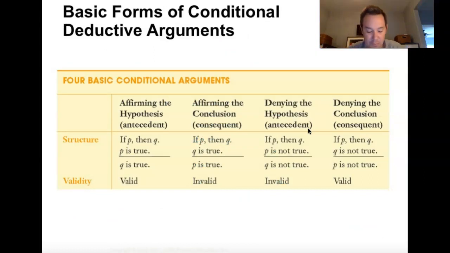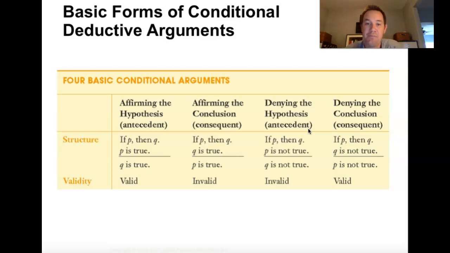All right, I'm going to give you 4 basic forms of conditional deductive arguments. And if they have these structures, they are valid or invalid. They have kind of fancy names, so you might want to pause this and take a minute to copy down this table. But first one is affirming the hypothesis, and that has this form. If P, then Q. That's the first premise. The second premise is P is true, and then the conclusion is then Q is true, and that's a valid form of argument.